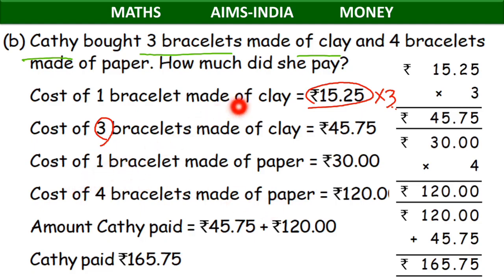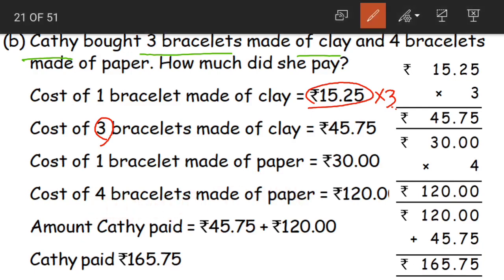Now coming to the next one. What else did she buy? She also bought 4 bracelets made of paper. Now the cost of 1 bracelet made of paper is 30 rupees, and the cost of 4 bracelets made of paper will be equal to 30 rupees 0 paise. Yes, 30.00. Now this was the cost of 1 bracelet made of paper, and she bought 4 such bracelets.